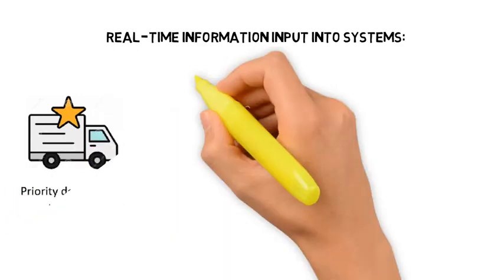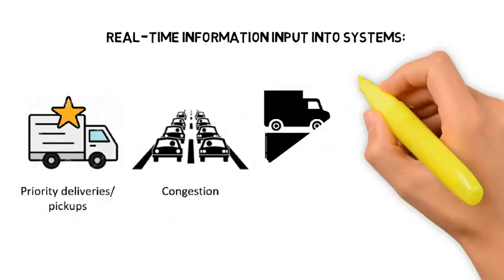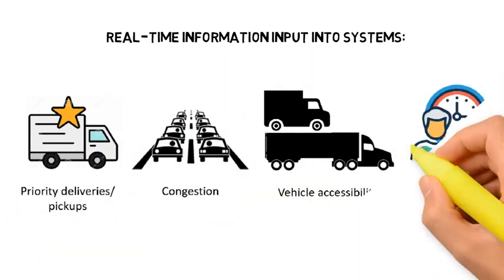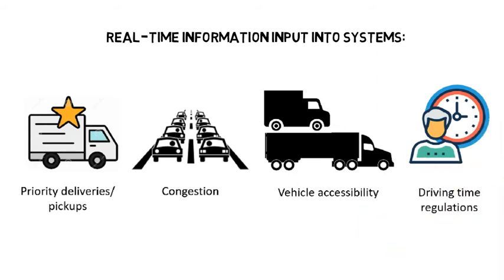Other important information may include customers' requests for priority deliveries or pickups, traffic conditions, vehicle accessibility, because certain buildings are only accessible to vehicles of certain sizes, and last but not least, country-specific labor regulations about how many hours a day a driver can drive.